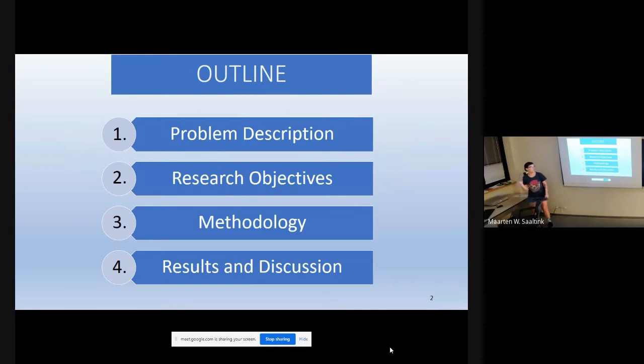We will go with problem description first, and then research objectives. I will continue with methodology, and then we will finish with results.